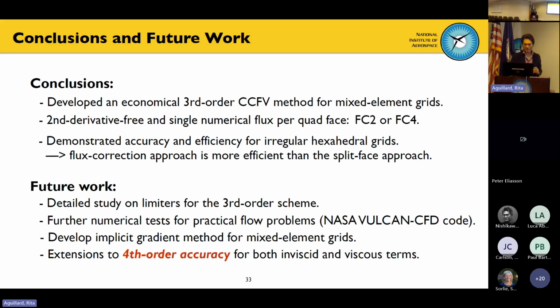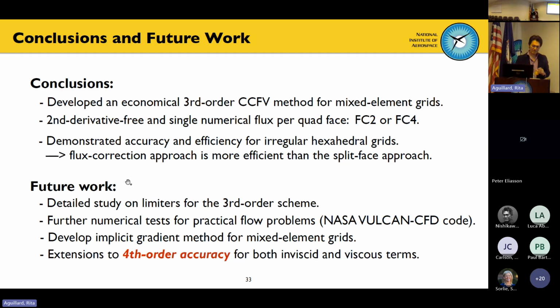So we developed an economical 3rd order cell-centered method for mixed elements, 2nd derivative free, and with a single numerical flux per quad face, to split or 4-face split. And we prefer 4-face split, of course. And we demonstrated accuracy and efficiency for irregular hexahedral grids. And the flux correction approach is more efficient than the face split approach.